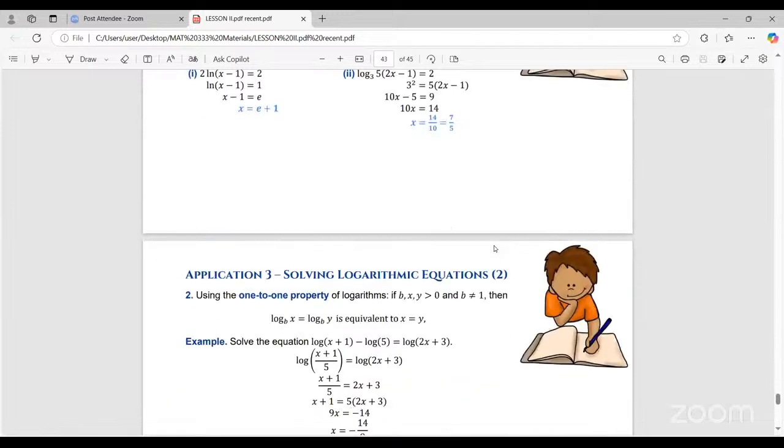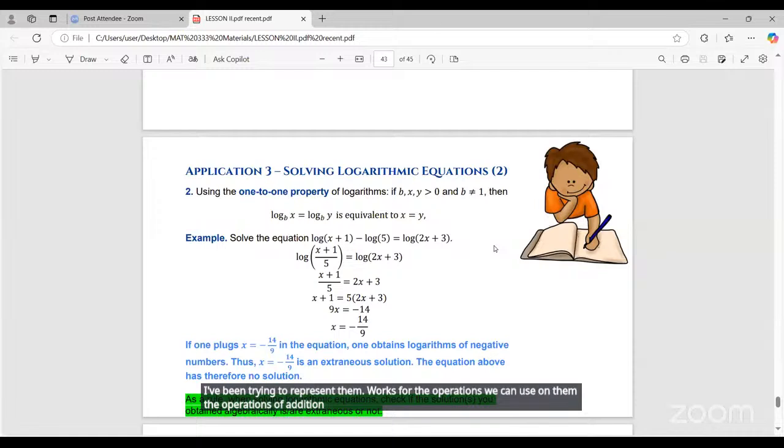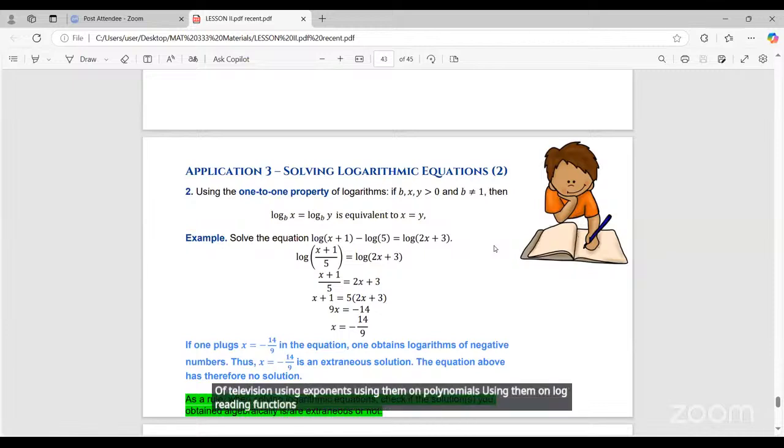So that's that for real numbers. So far, we have looked at real numbers, how we can represent them, and the operations we can use on them: addition, multiplication, subtraction, division, using exponents, using them on polynomials, on logarithm functions, and on normal mathematical expressions. We use real numbers there.